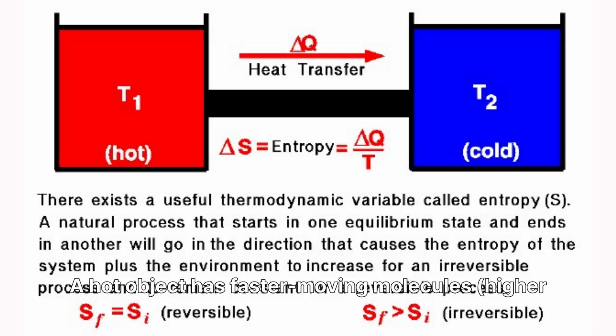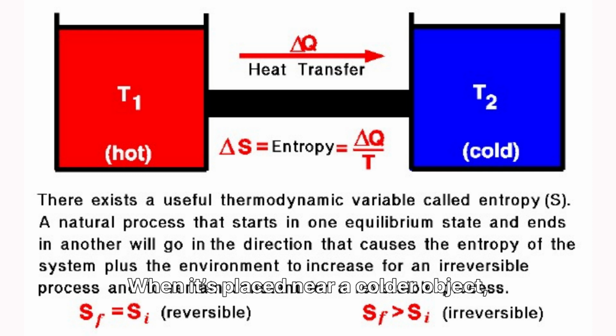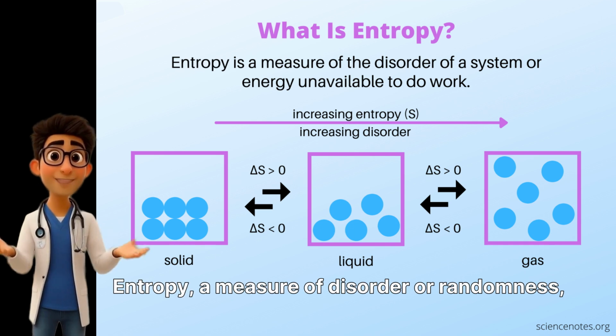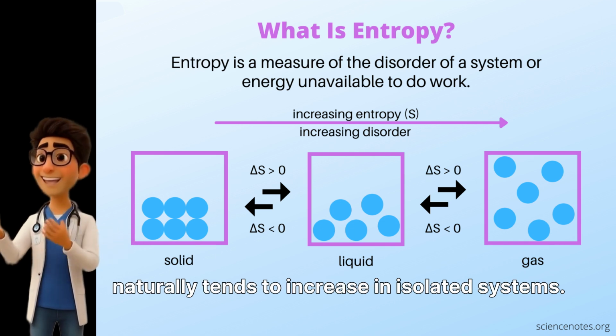A hot object has faster moving molecules, higher kinetic energy. When it's placed near a colder object, some of that energy naturally transfers until both reach the same temperature, thermal equilibrium. Entropy, a measure of disorder or randomness, naturally tends to increase in isolated systems.